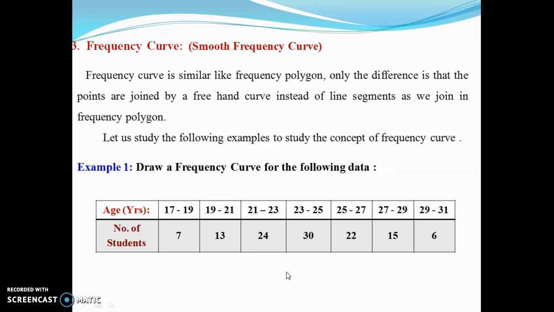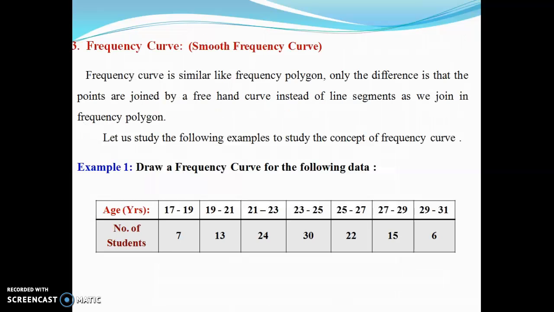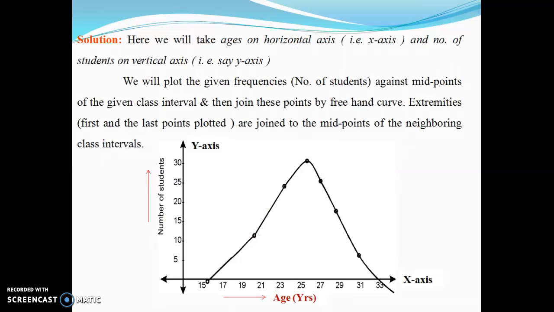This is the example. Here we will take age on the horizontal axis, that is the x-axis, and number of students on the vertical axis. This is a simple example of a frequency curve. We plot the given frequencies, number of students, against the midpoints of the given class intervals, and then join the points by a freehand curve.